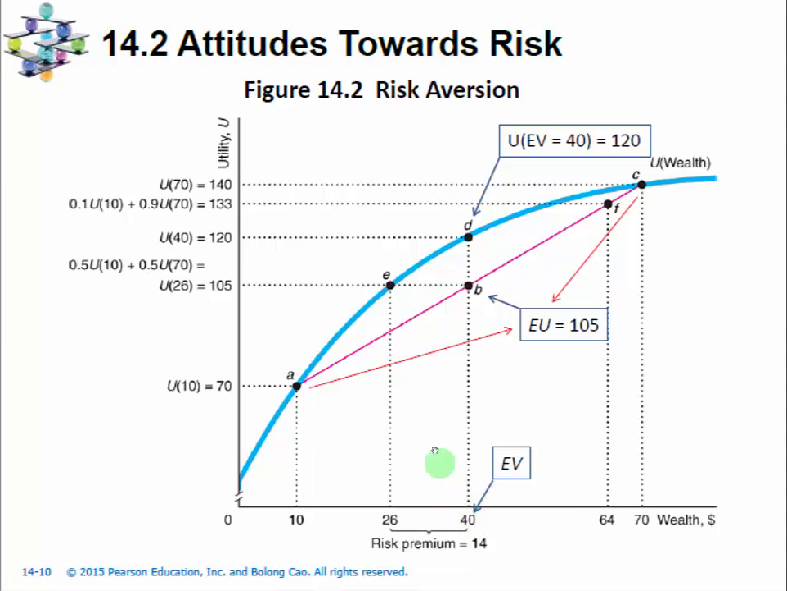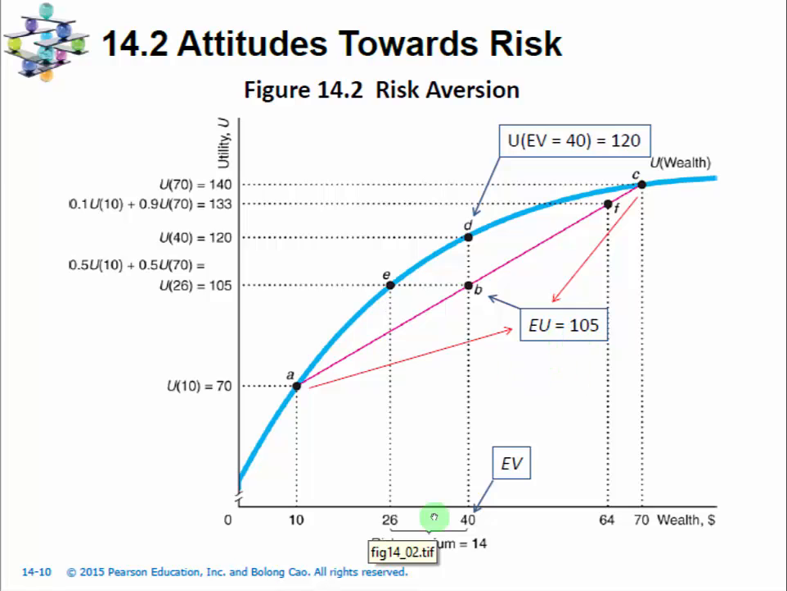But we know that from this utility function, from $10, Irma will get 70 utils, and from $70, Irma will get 140 utils. We take 50% on the 70 plus 50% on the 140, and we will have an expected utility level of 105. That is 35 plus 70. We will have an expected utility level of 105.